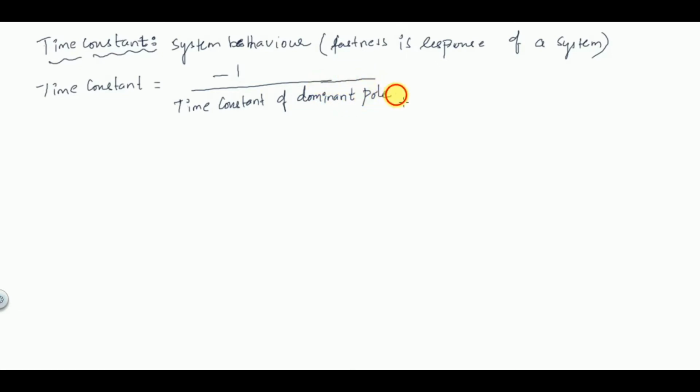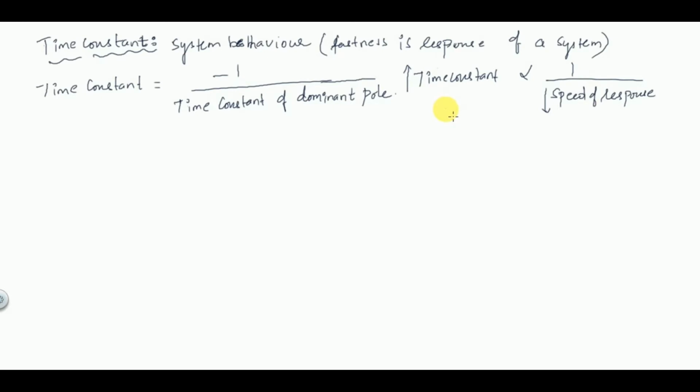So what is the advantage in finding the time constant? Time constant is inversely proportional to speed of response. So if you find the time constant of a system and its value is more, then the speed of the response is slow. That means it will give a response lately. If the time constant is less, then the system gives you a quick response.